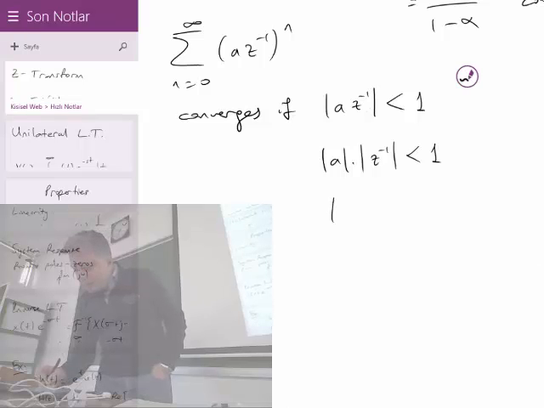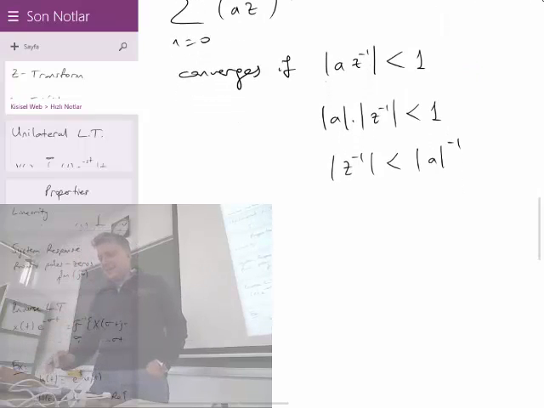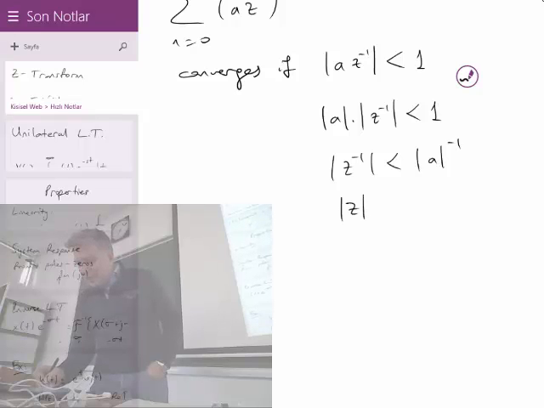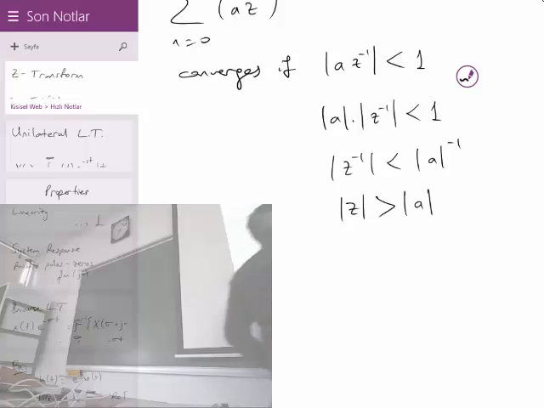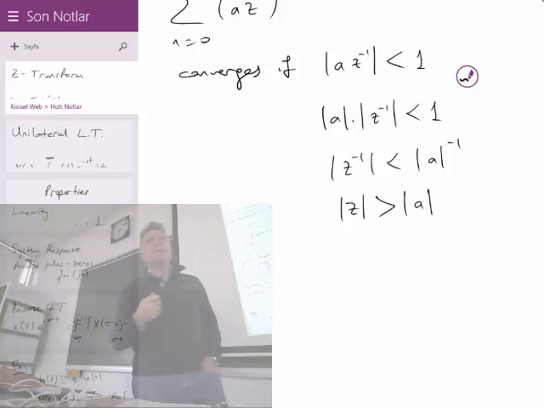And so z inverse is less than a inverse. I'm just complicating things perhaps. It converges if the magnitude of z is greater than the absolute value of a. So a z inverse magnitude is less than 1, the top one is correct, if the magnitude of z is greater than a. What is the magnitude of z?